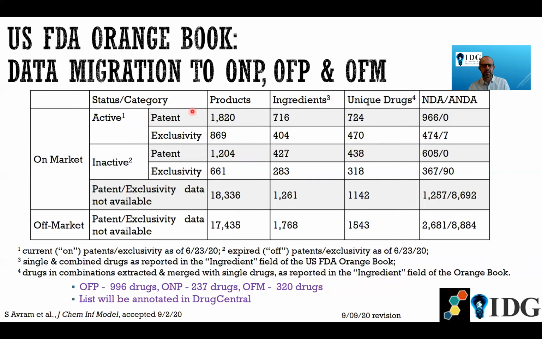Drugs can be covered by patents, but also the FDA can warrant exclusivity for formulations that may not be covered by an active patent. So when all that is sorted, we end up with 996 off-patent medicines, 237 that are currently on patent, and 320 which are off-market. And in this paper that was recently accepted in JCIM, we propose a strategy for drug repositioning.